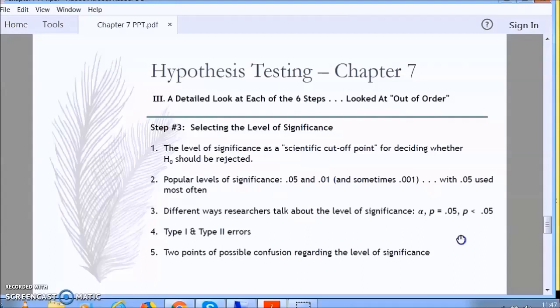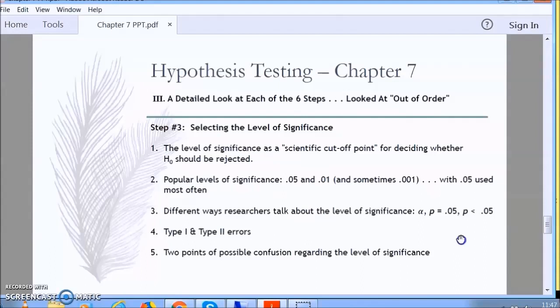The second point of confusion is, if the null hypothesis is rejected, does the alpha level indicate the probability that the null hypothesis is true? No, that is not the case again. If the researcher ends up rejecting the null hypothesis after having set a level of significance, let's say 0.05, you cannot conclude that the chances of the null hypothesis being true is less than 5 out of 100. That is not the case.